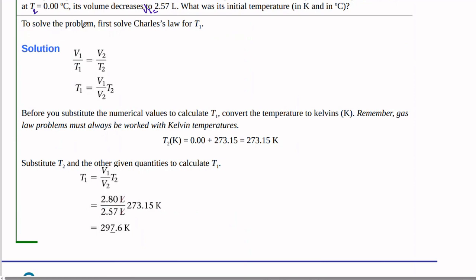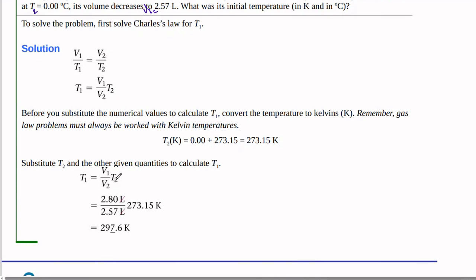So our equation is V1 over T1 equals V2 over T2. We solve for T1. T1 is equal to V1 over V2 times T2. Next we have to convert our temperature in Celsius to Kelvin. To convert to Kelvin, we just add 273.15. So our temperature in Kelvin is equal to 0 degrees C plus 273.15, so we get 273.15 Kelvin.